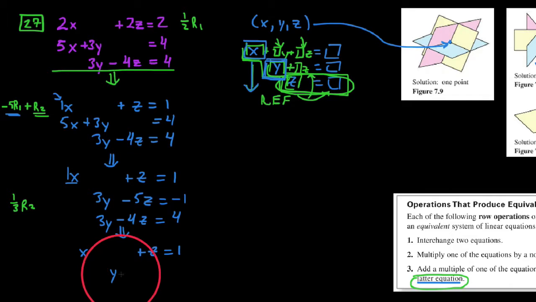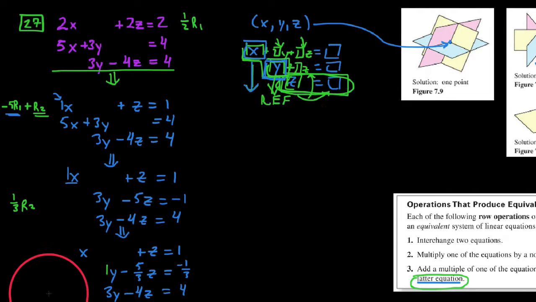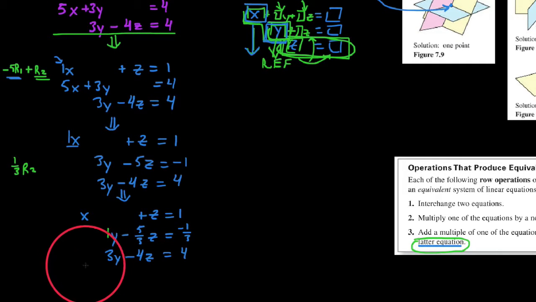taking 3y times a third, which gives us just 1y. Now I have to take a third times my negative 5z, which is going to give me negative 5 over 3z, and I also have to take my third times negative 1 over here, which gives me a negative 1 over 3. And then our third equation would still stay the same. We didn't do anything to it. So the whole point of getting a leading 1 here, of course, is to use that leading 1 to cancel out everything underneath it, which I see a 3 underneath this.